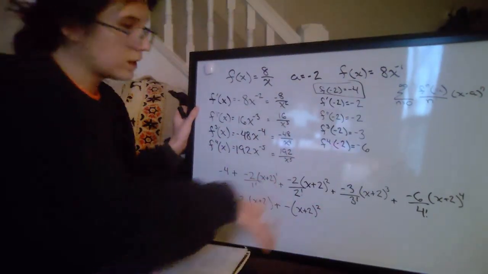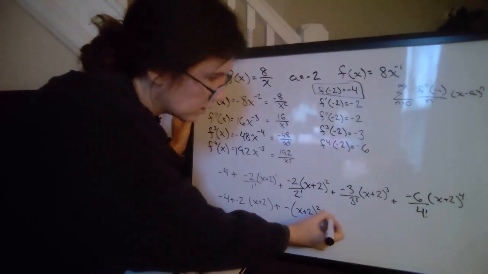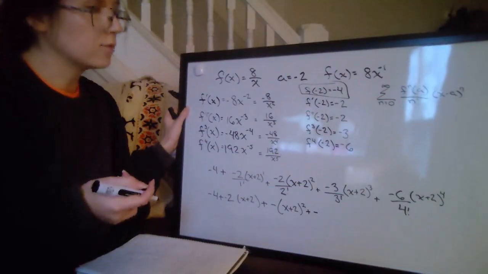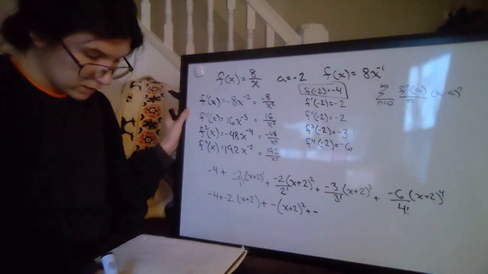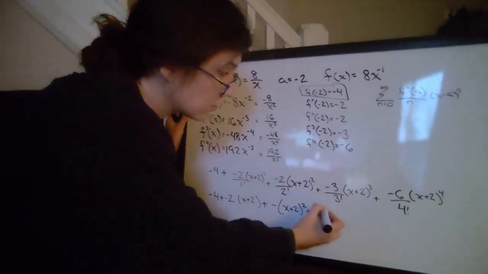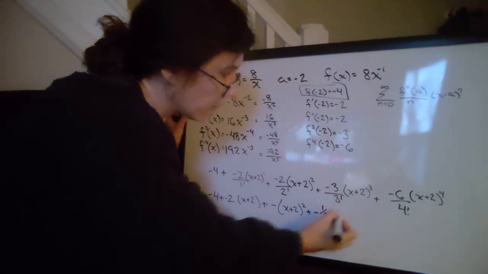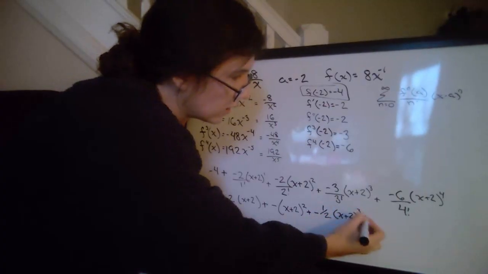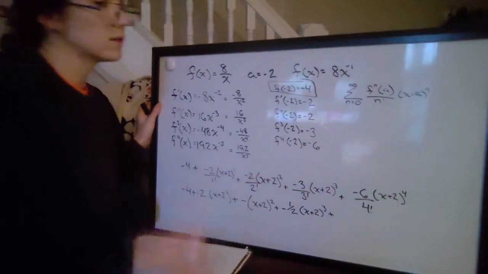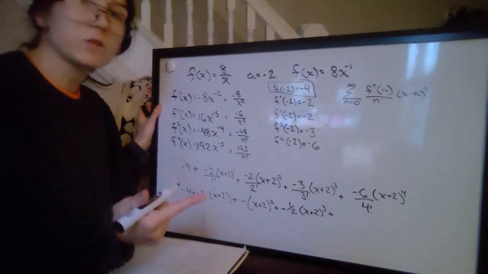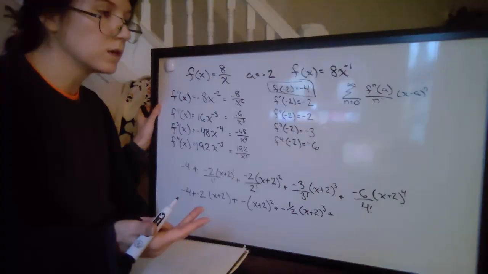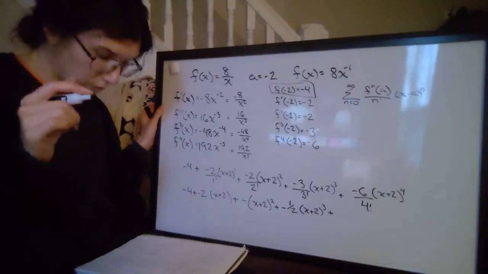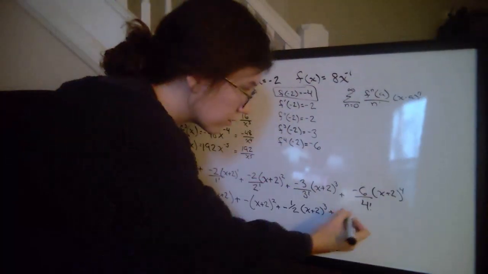And then we're going to have plus -3 divided by 3 times 2, which is going to be 6. So that's going to be 3 divided by 6, which is 1/2 x plus 2 to the 3. And then we have -6 divided by 4 times 3 times 2. So that's going to be 4 times 3 is 12. 12 times 2 is 24. So that's going to be 1/4.